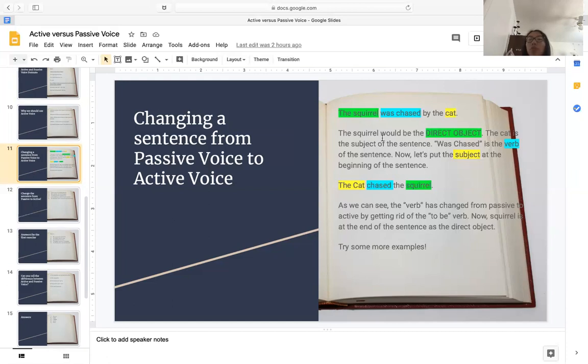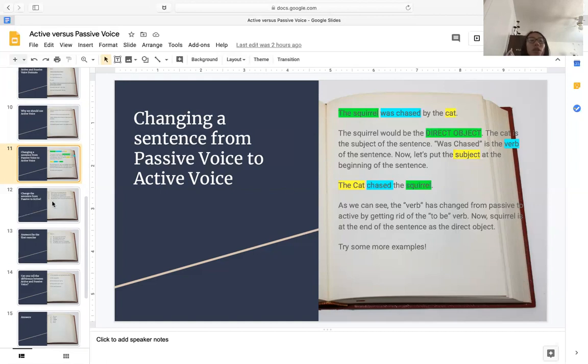Now, all you have to do is switch the words around. Let's put the subject at the beginning of the sentence. Here we have, the cat chased the squirrel. As we can see here, the verb has changed from passive to active by getting rid of the to be verb. Now, the squirrel is at the end of the sentence because it's a direct object.